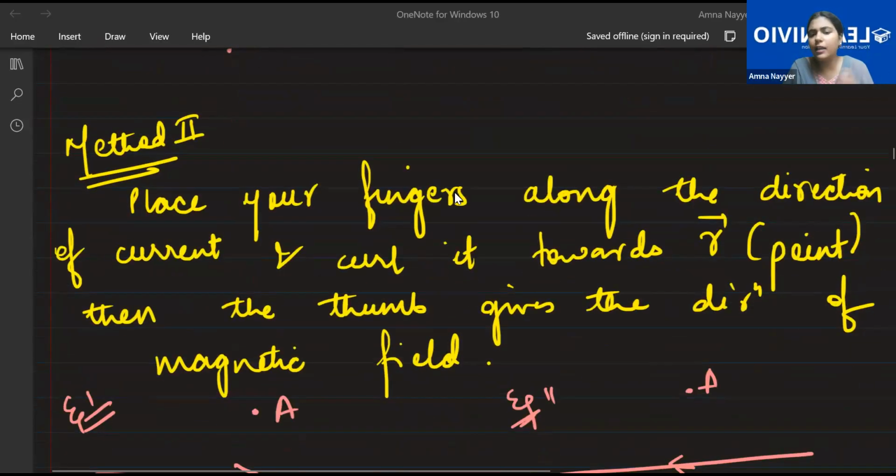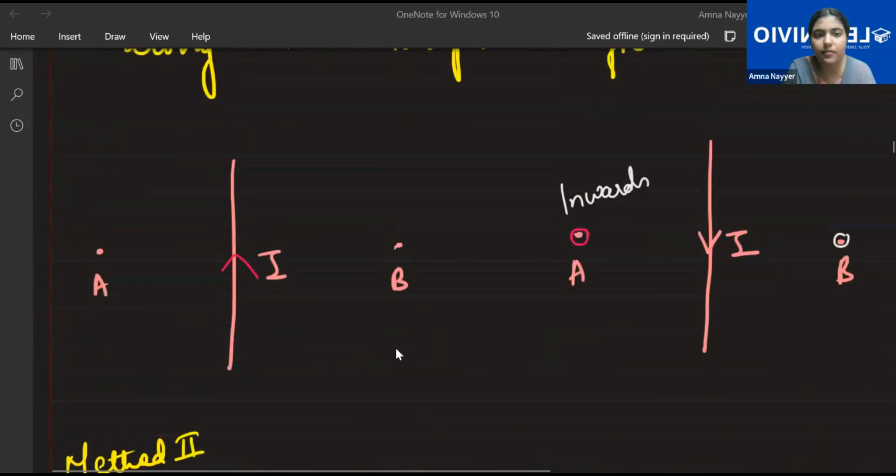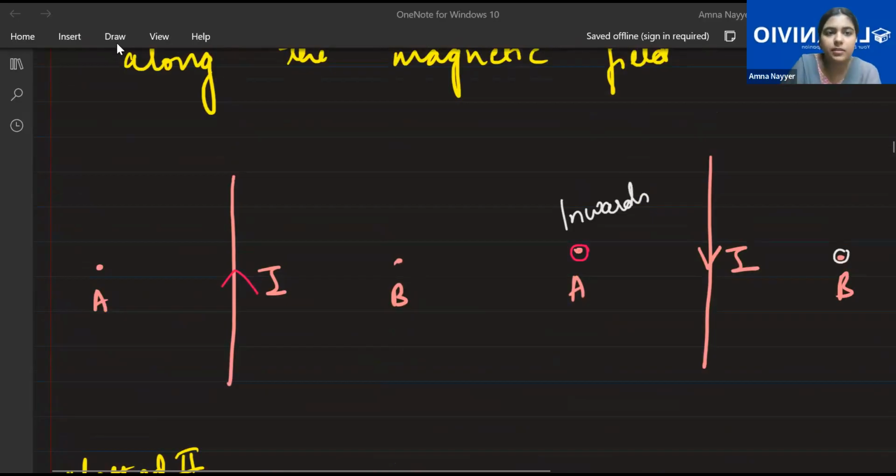Now, the second method I'll tell you, this is a simpler method. In the previous one, it was a little difficult to identify where the fingers are exactly pointing, going inwards, outwards like this. This is relatively easier. I'll show you in this one first. Current is going upwards.